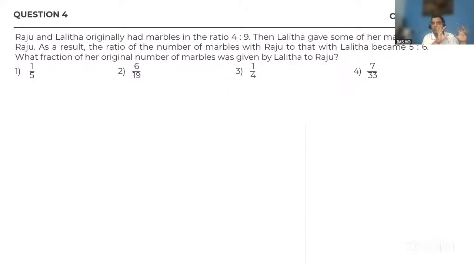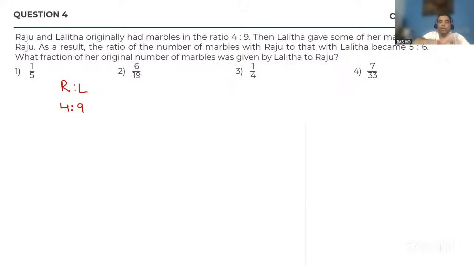So they had a certain ratio of marbles given, and then some of the marbles are given by Lalita to Raju. As a result, the ratio becomes 5:6, and based on that, you are supposed to identify. Now, the moment you come across this question, the first thing that will come to your mind is Raju to Lalita, earlier it is 4:9.